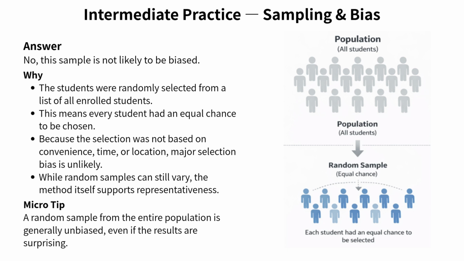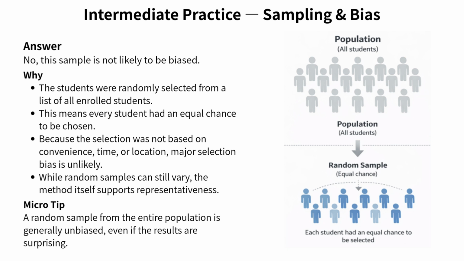Even if the results seem unexpected or surprising, that doesn't mean the sample is biased. What matters is the method, and this method is sound. Now look at the diagram on the right. At the top, you see the full population of all enrolled students. Below it, the random sample is drawn from the entire group. Notice the dotted lines connecting the population to the sample. This represents equal opportunity. No single subgroup is targeted or favored based on ease of access.